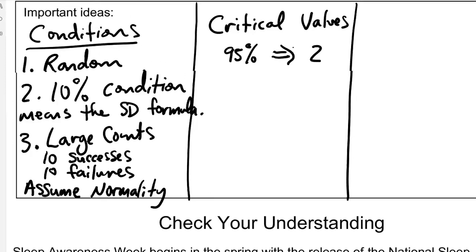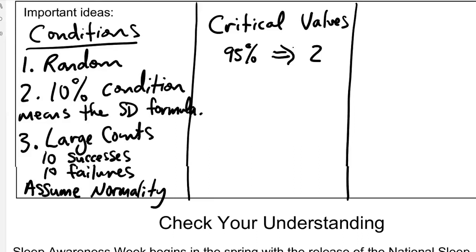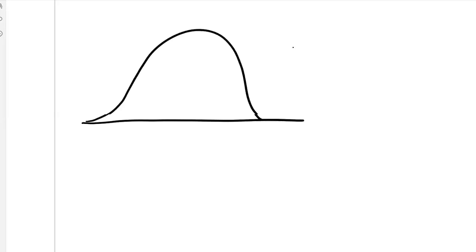Sort of off to the side, I'm going to do a geometric diagram for you. Okay, so let's say this is our normal curve. And let's say that I want to be 90% confident. So in other words, 90% of the data is here.